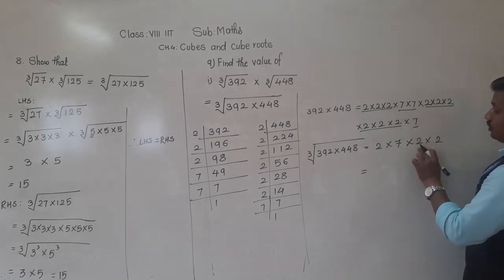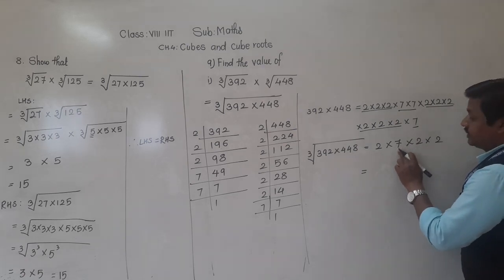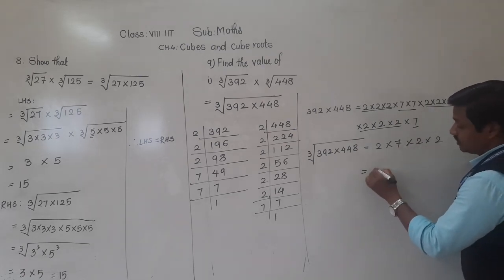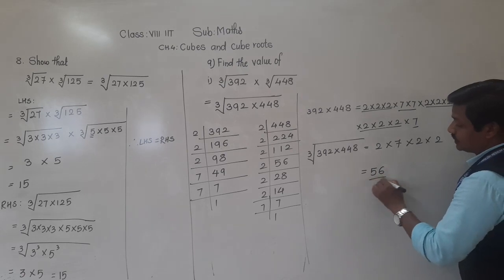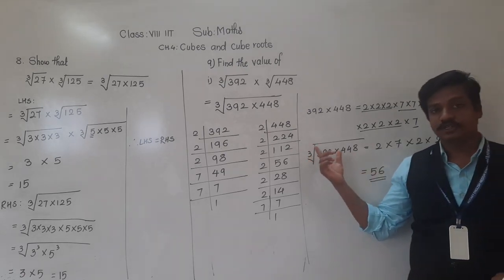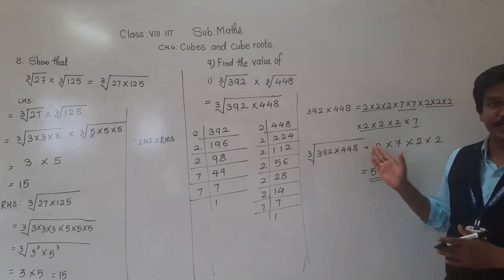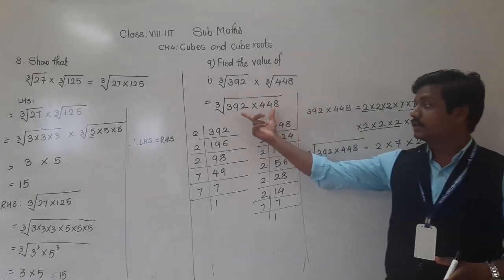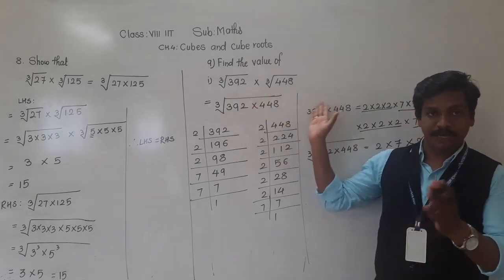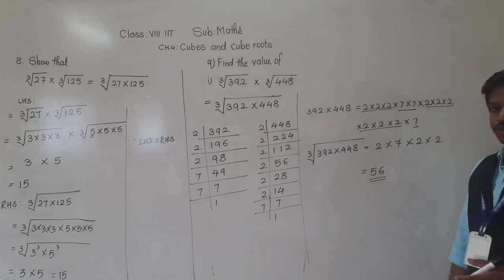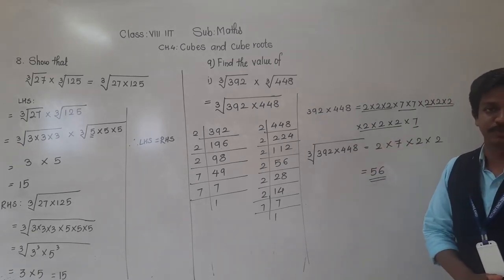2 2s are 4, 4 7s are 28, 28 2s are 56. So 56 is the cube root of 392 into 448. Even though directly they are not perfect cubes, after multiplying them we get a perfect cube, so we can find the cube root.